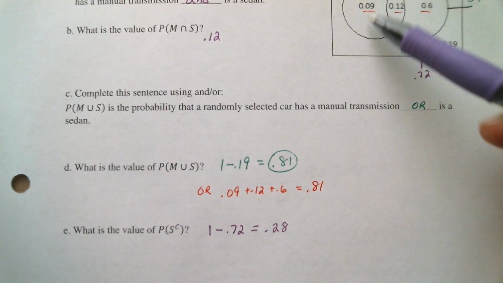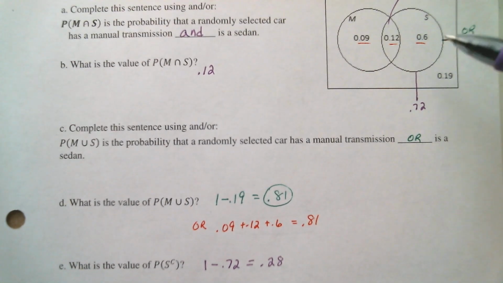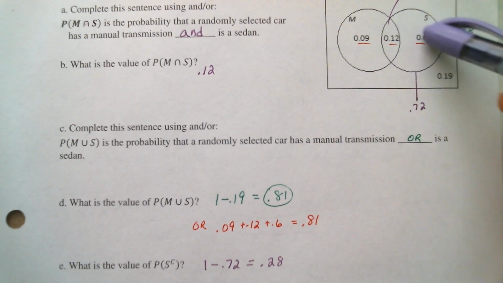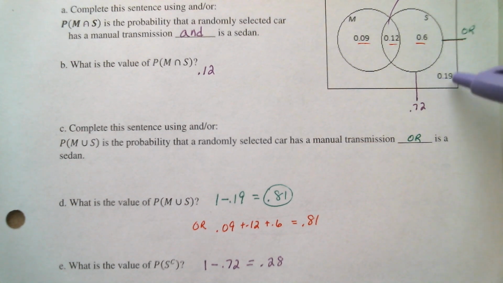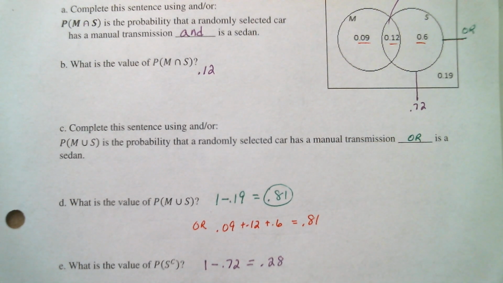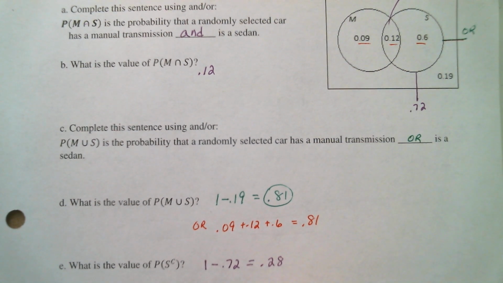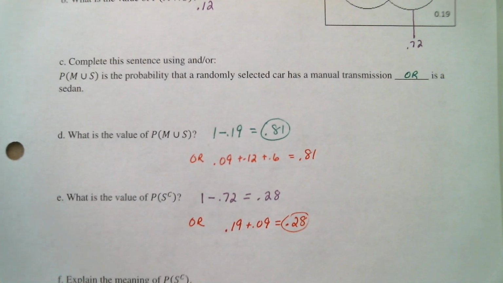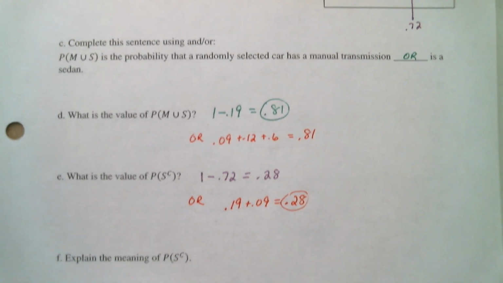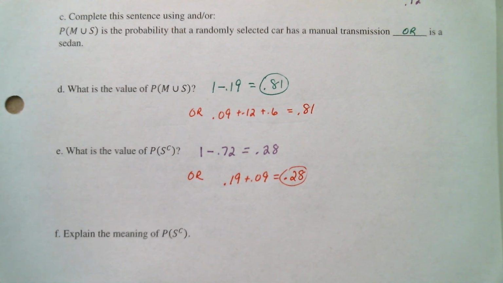Outside of circle S, I guess the better way would have been to take, well, this is circle S. So what's outside is 0.19 and 0.09. 0.19 plus 0.09 is 0.28. Explain the meaning of the probability of S complement. So that would be the probability that a randomly selected car is not a sedan.